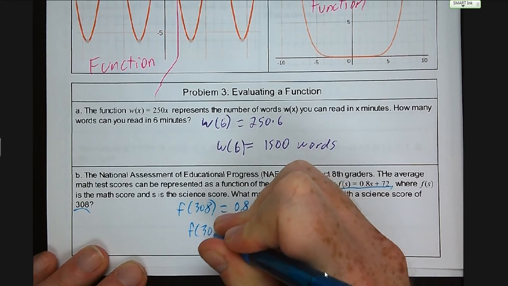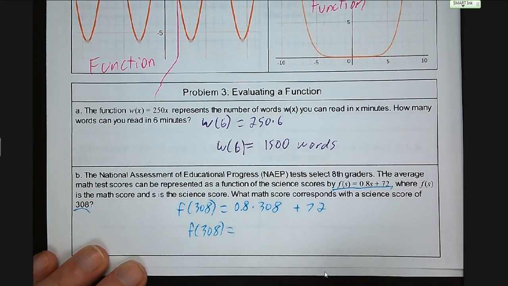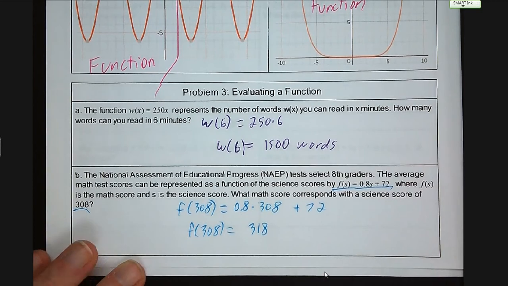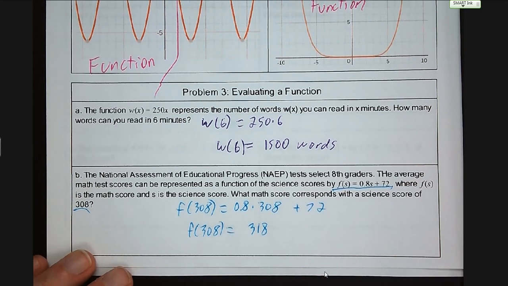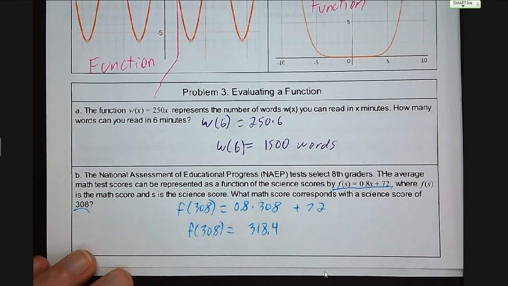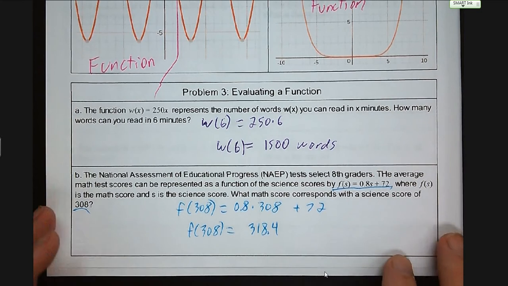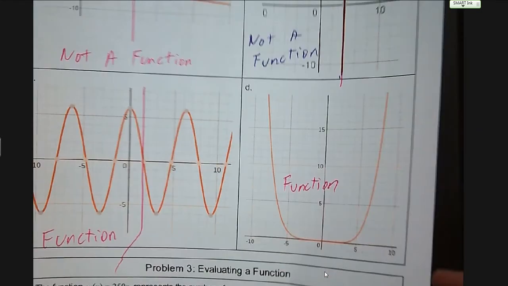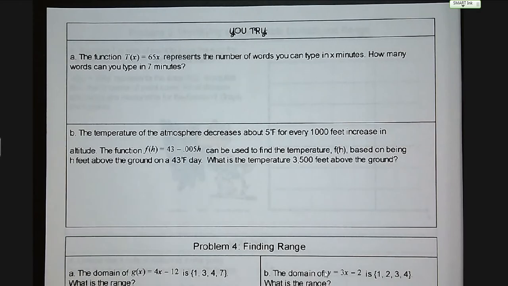F of 308 is equal to 318.4. And we're not really given any units on this one, so there's nothing that I would put in there for units. We're just told it's some kind of score. All right, so I want you guys to try letters A and B.